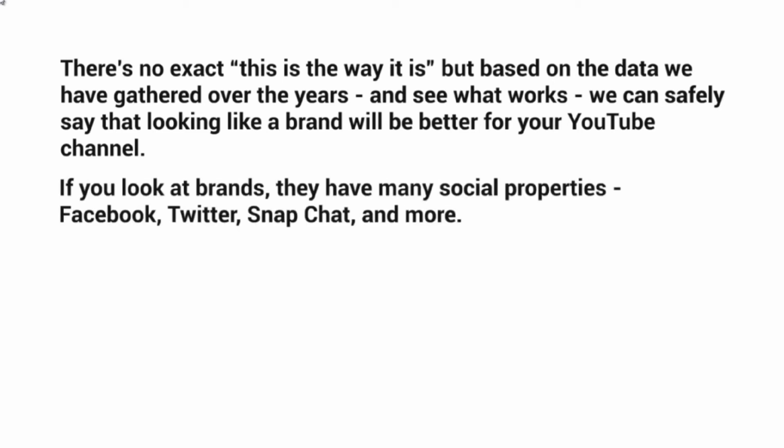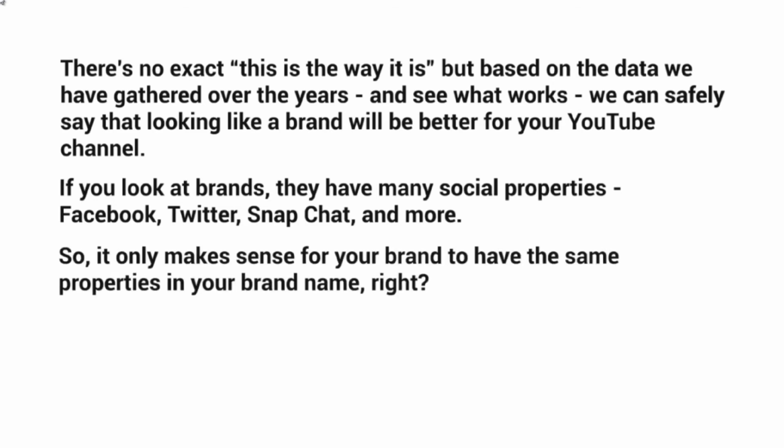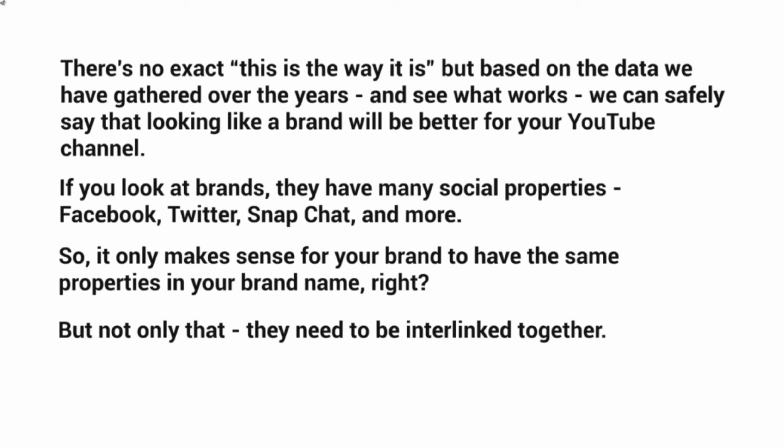Now, if you look at brands, they have many social properties besides YouTube channels. They've got Facebook.com, they have Twitter, they have Snapchat, and more. So it only makes sense for your brand to have the same properties in your brand name and interlinking to each other, right? So let's say, for example, that you upload a video to YouTube. Then it's going to make sense for you to post that same YouTube video or share it via Facebook, Twitter, Snapchat, and more. So essentially, we're interlinking them together.